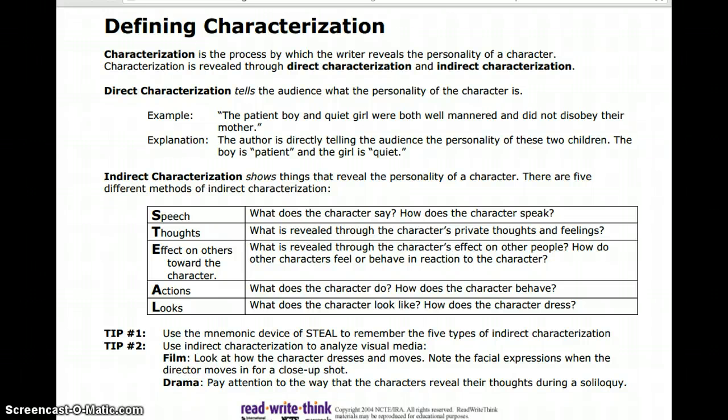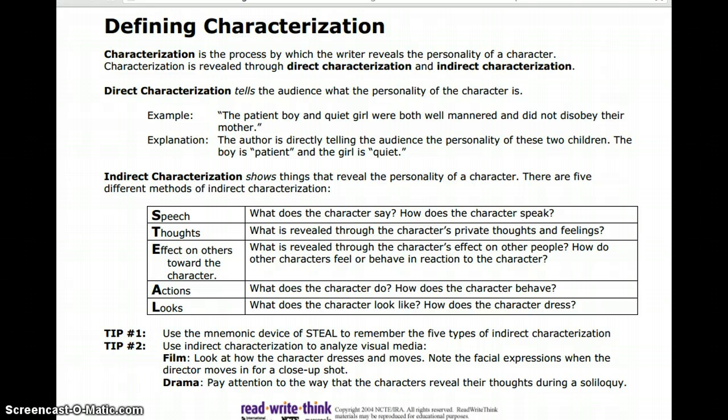Characterization is a process where the writer is revealing the personality of the character. It's revealed through direct and indirect characterization. Direct characterization tells us what the personality of the character is. "The patient boy and the quiet girl were both well-mannered." It tells you specifically about them. But indirect characterization, which is what we will look at in class tomorrow, is things that reveal the character's personality.